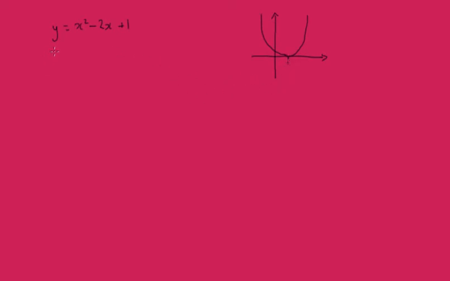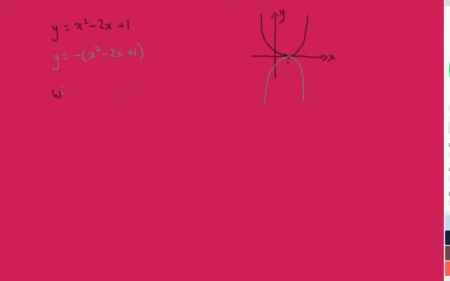Now let's consider, I'm going to change the colour of the pen for the second part of it. Let's put that in green, hopefully it'll show up nicely. y equals minus, I'll put this in brackets, x squared minus 2x plus 1. So this will be a reflection in the x-axis.